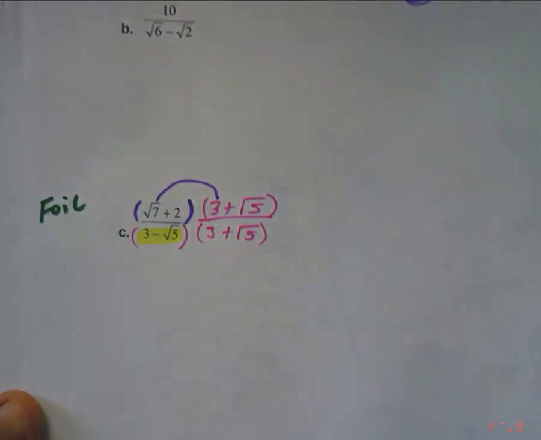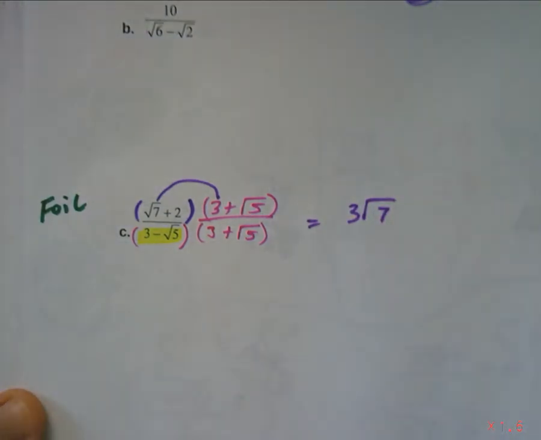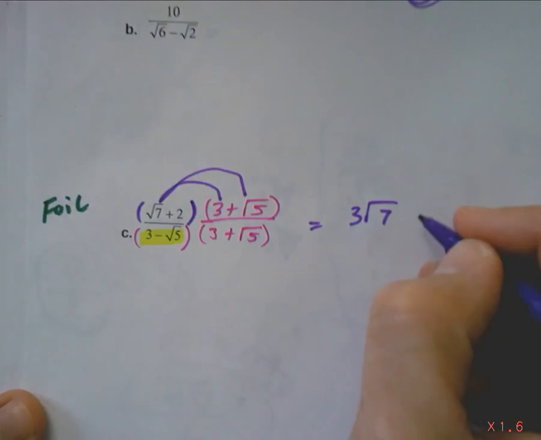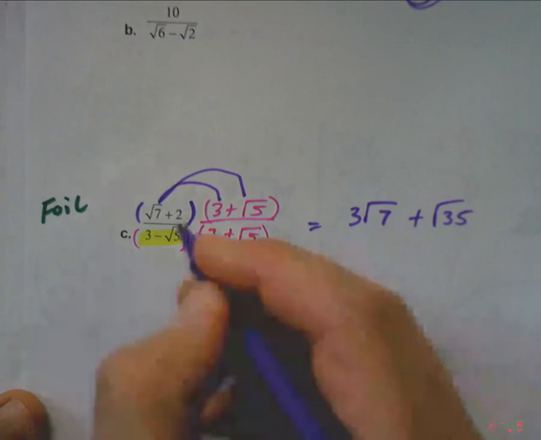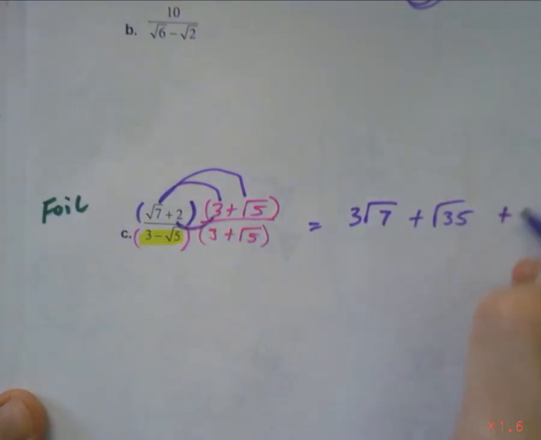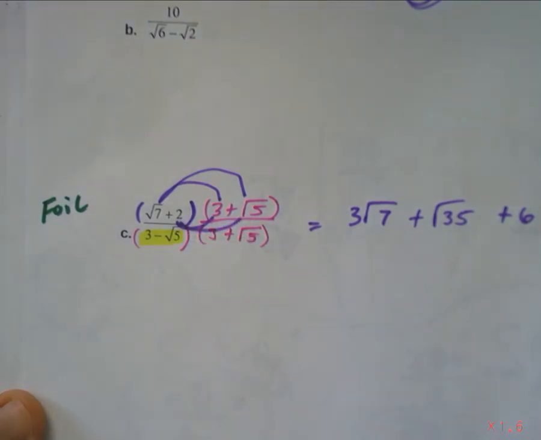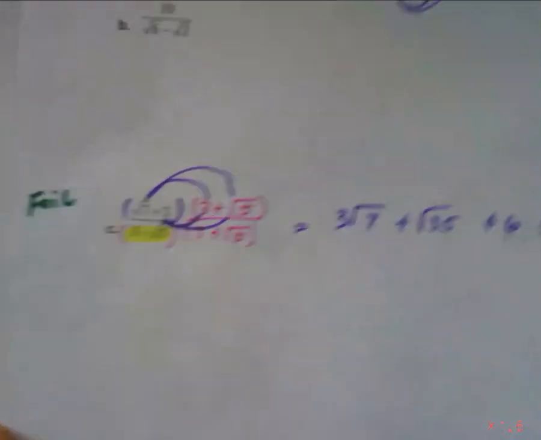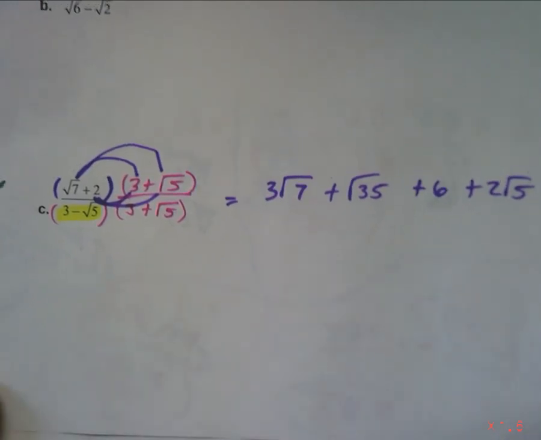Root 7 times 3 is not the square root of 21. It is just 3 root 7. Root 7 times root 5 is the square root of 35. 2 times 3 is 6. And 2 times root 5 is not the square root of 10. It's just 2 root 5. So that's the top. If you want to change the order, that's fine, but it's not going to change the answer at all, so I would probably just leave it.